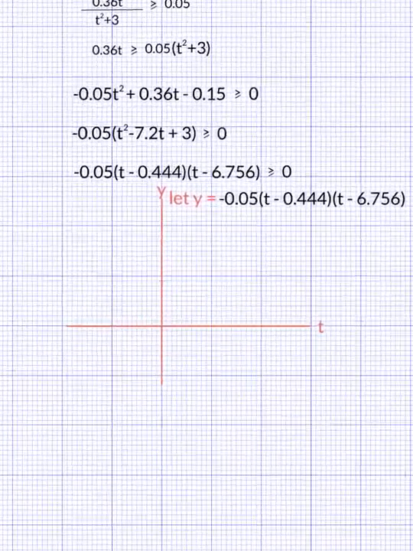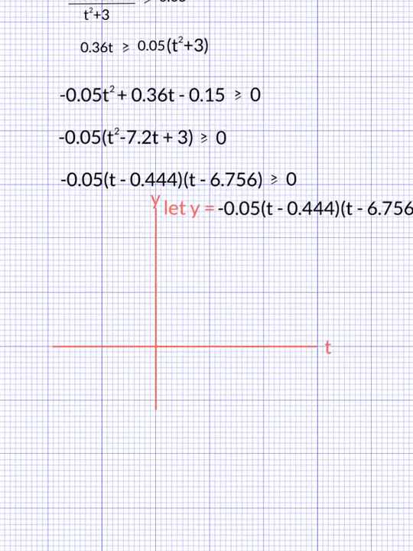All right, and now let's graph. We've got ourselves a quadratic. We know it's facing down because of the negative 0.05. Now we're back into polynomials. These should be quite easy to graph. Let's see, we got a 0 at 0.444 again. We got a 0 at 6.756, and we know that it just kind of does this.